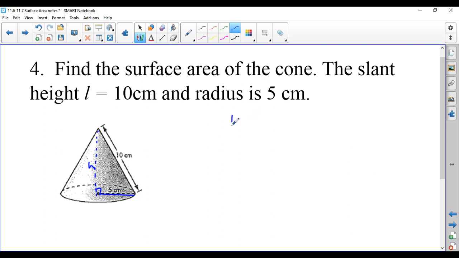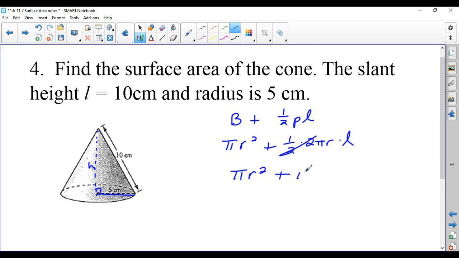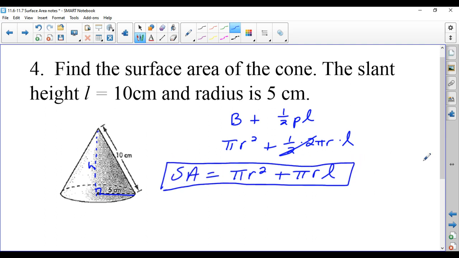I'm going to use the formula that we just had, base area plus 1/2 perimeter times slant height. But base area of a cone is pi r squared. And there is no perimeter for a cone, there's circumference. So we have 2 pi r in the place of perimeter, and the l. And I can simplify this slightly because 1/2 and 2 cancel out, and I get pi r squared plus pi r l. This is the surface area of a cone.